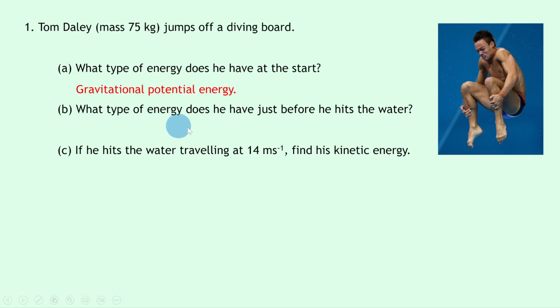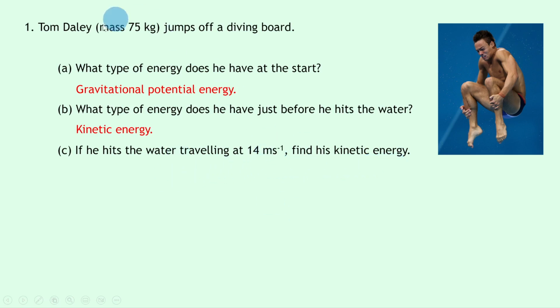Part B then says what type of energy does he have just before he hits the water? Well, when he jumps off the diving board, his gravitational potential energy is going to be converted into kinetic energy as he's now moving. So he has kinetic energy just before he hits the water. Part C then says if he hits the water travelling at 14 meters per second, find his kinetic energy.